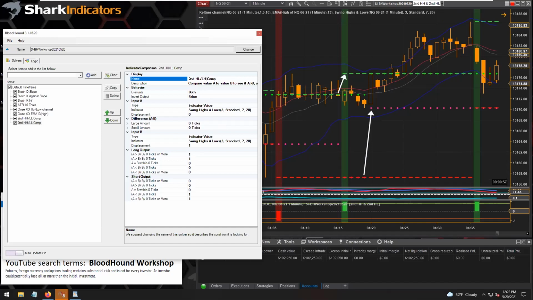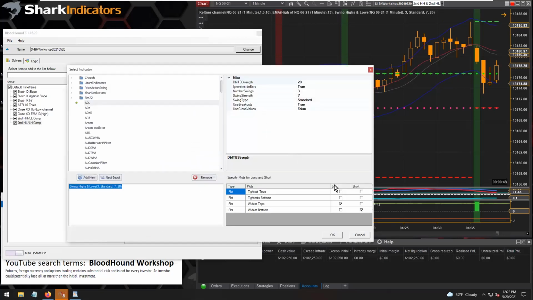All right, so we're looking for higher lows and lower highs, and so now I go into the indicator and just select... let's see, which one do I want? Bottoms. Yeah, there we go. So select the correct plots. I want the tightest bottoms, in other words the swing lows, to step higher. So I'm going to use the swing lows here for a long signal.